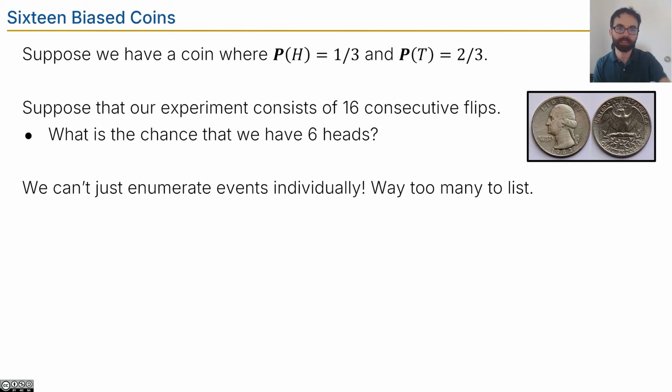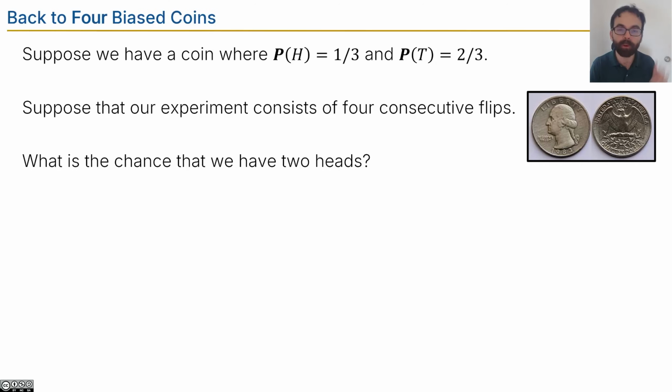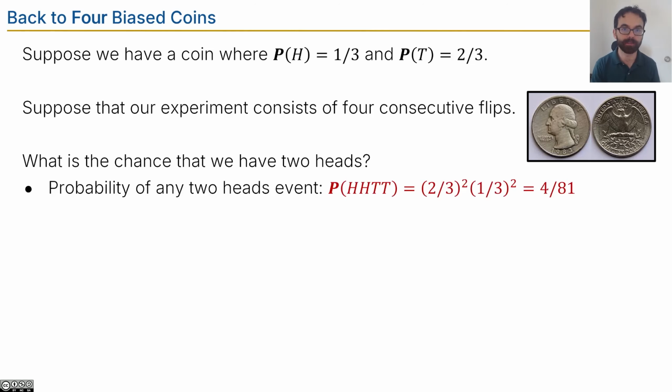So before we solve the 16 coin question, let's go back to the 4 coin question and think about how we could have solved that in a more scalable way. Okay. The first thing we did is we identified the probability of a 2 heads event, right? We know that all of those events have the same probability through symmetry if we think about the tree diagram. So any 2 heads event, whether it's heads, heads, tails, tails, heads, tails, heads, tails, and so forth, they all have the probability of 2/3 squared times 1/3 squared, which is 4/81. You're just thinking about any path through that tree that involved taking 2 tail lines and 2 head lines.